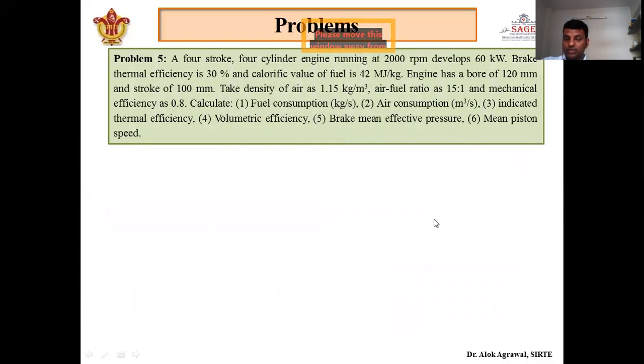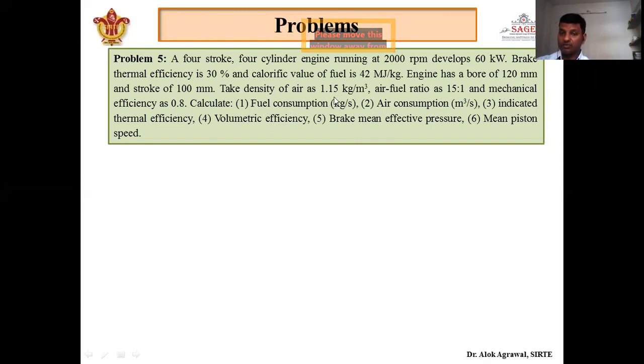Now let's move to another problem where a 4-stroke 4-cylinder engine is running at 2000 RPM. So N is given, and it develops 60 kilowatt brake power. Brake thermal efficiency is 30%, calorific value of fuel is 42 megajoule, so 42000 kilojoule per kg. The engine has a bore of 120 mm, which means diameter is 120 mm, and stroke length L is 100 mm. Here the density of air has to be taken as 1.15 kg per meter cube and air fuel ratio is given as 15:1. Mechanical efficiency is given as 0.8, that means 80%.